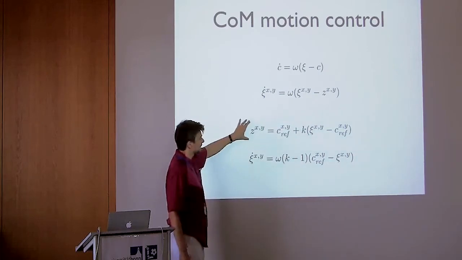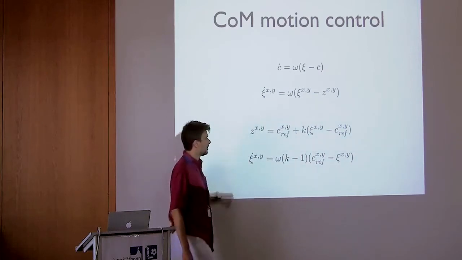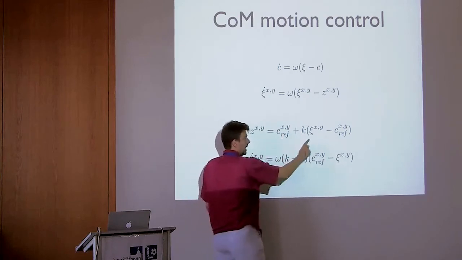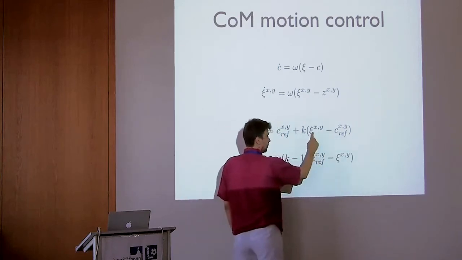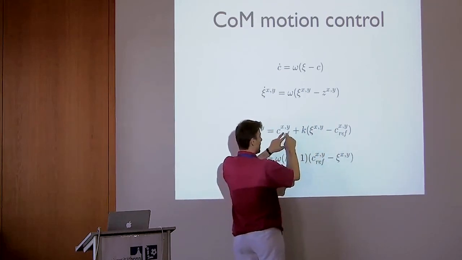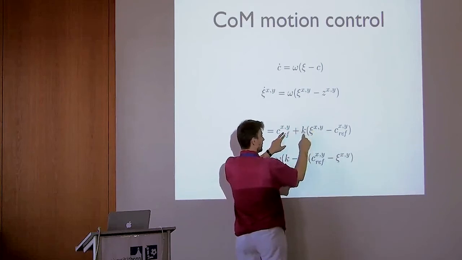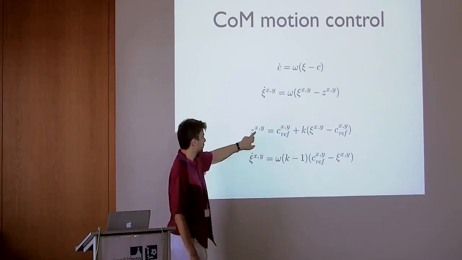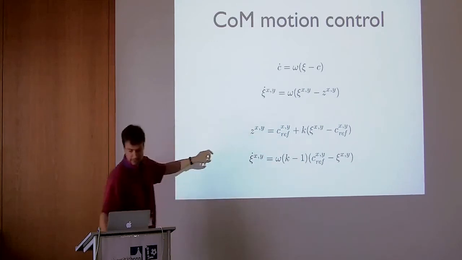And basically, this is the kind of control that you can use. You say, if I want to go to this reference position for the center of mass, I see where my capture point is with respect to this reference. So I go away from this reference with a factor k which is greater than 1. And this is where I put my center of pressure.